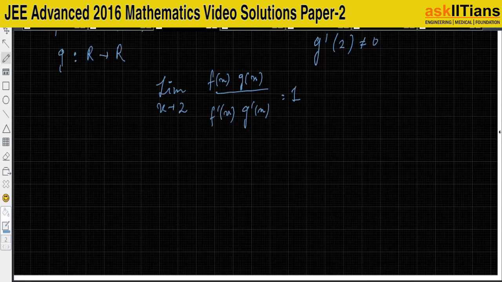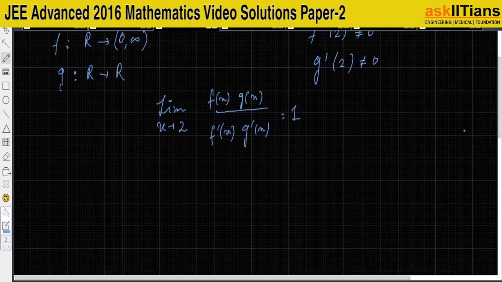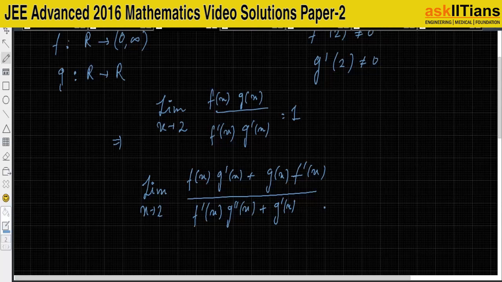see, f dash 2 is 0, so this limit is in 0 by 0 form, so I can use L'Hopital. I can differentiate the numerator and denominator. If I differentiate, I'll get f(x) into g dash x plus g(x) into f dash x, divided by f dash x into g double dash x plus g dash x into f double dash x, and this quantity is equal to 1.